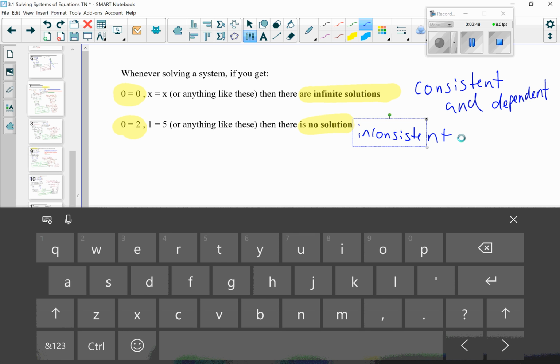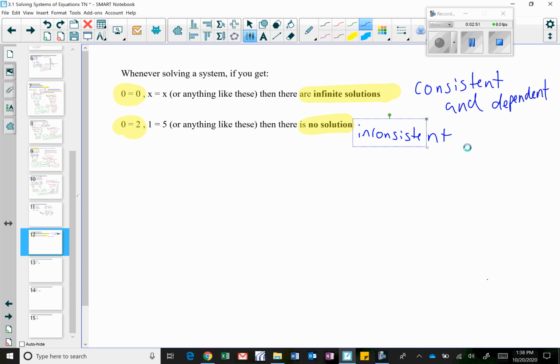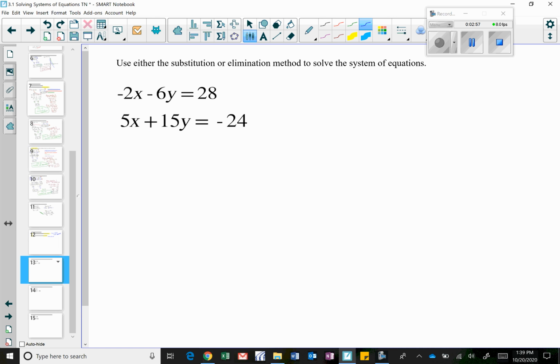So we never actually saw examples of this yet. All we did thus far was look at systems that came out to be consistent and independent. Now let's look at a couple examples that are going to come out to be either consistent and dependent or inconsistent, so we can kind of see how that plays out.